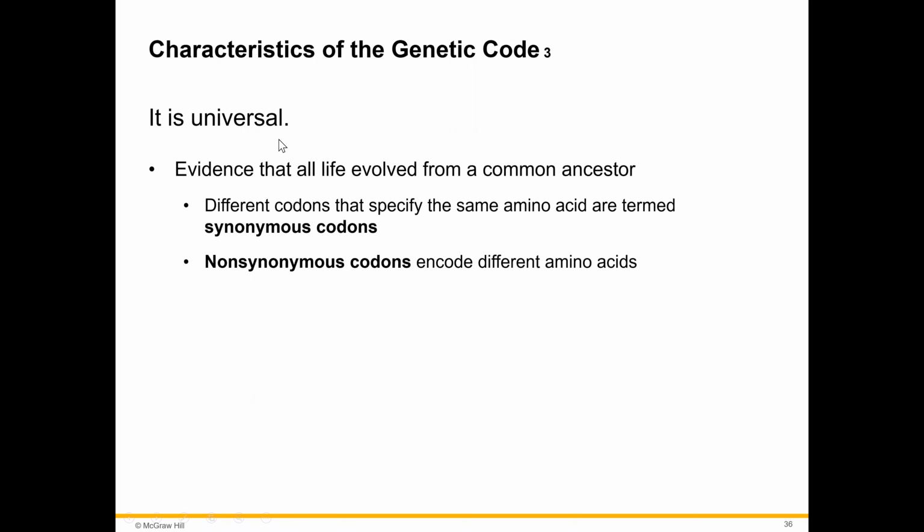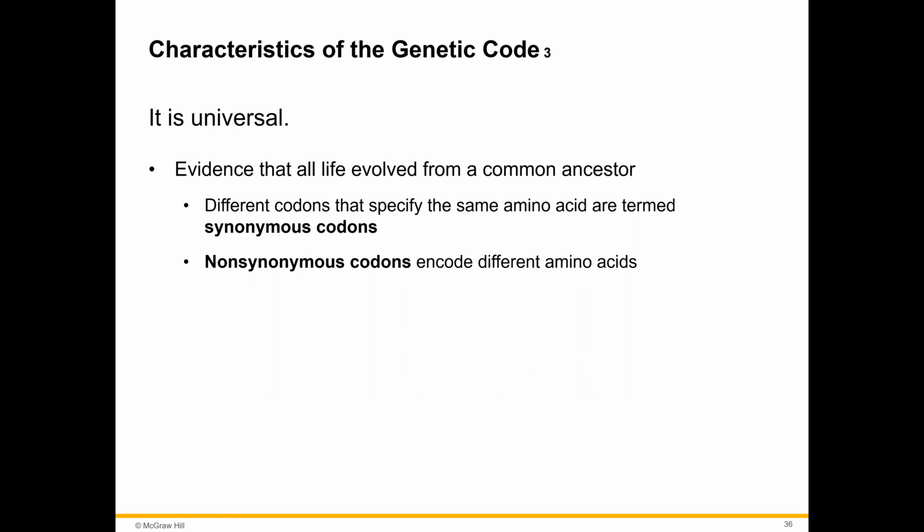Also, genetic code is universal. That means that your genetic code as a Homo sapiens is the same as the genetic code in very simple bacteria, or in a plant, or in other animals, or in a protist, or in a fungus. So all living organisms use the same genetic code. It's evidence that all life evolved from a common ancestor. Different codons can specify either the same amino acid, then they are called synonymous codons, or non-synonymous codons encode different amino acids.